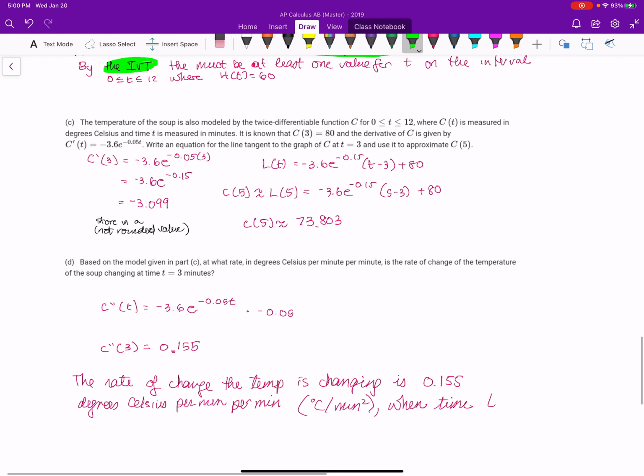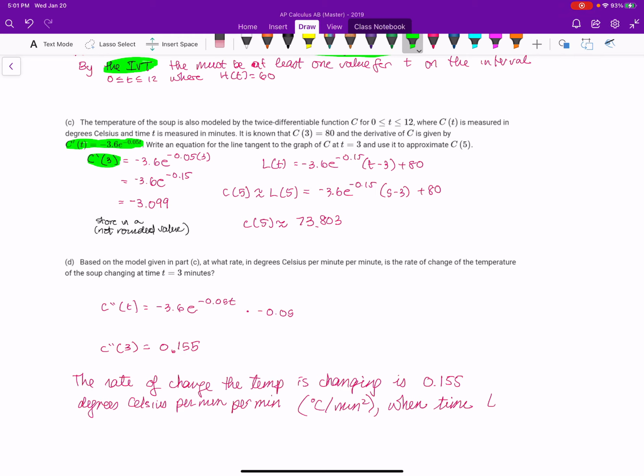All right, in part C, it says the temperature of the soup is also modeled by a twice differentiable function c from 0 to 12, measured in Celsius degrees over time in minutes. You know that c of 3 is equal to 80, and the derivative is given, and note, this is the derivative, so be really careful here. Write the equation for the line tangent to it. To write the equation for the tangent line, I need to find the slope of the line. The slope of the line at 3 is this value here.